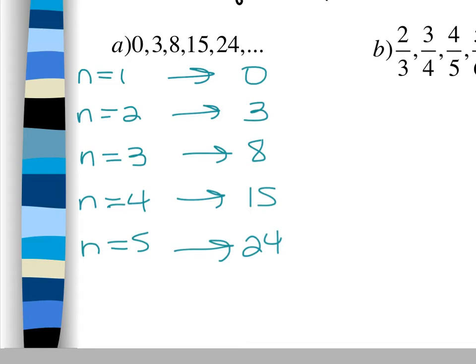Let's try it. So if we think it's n squared minus 1, that should work all the way up and down. So this would be 1 squared minus 1. That works. This would be 2 squared minus 1. That works. This would be 3 squared minus 1. That works. 4 squared minus 1. That works. And 5 squared minus 1. That works. Good job, Alex.